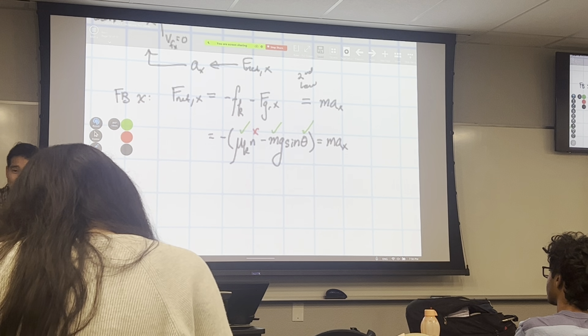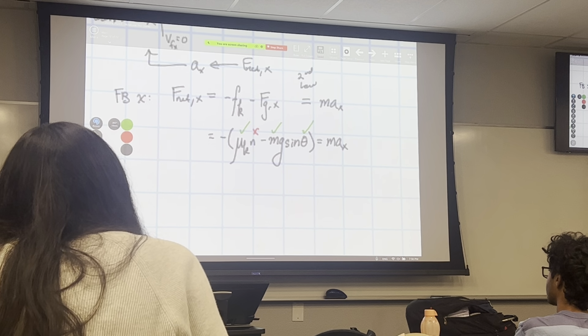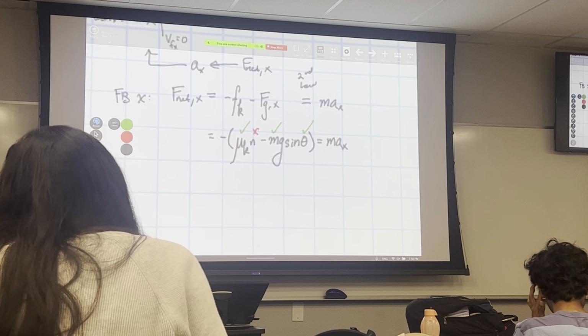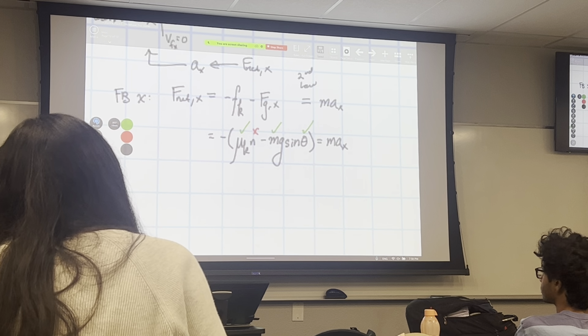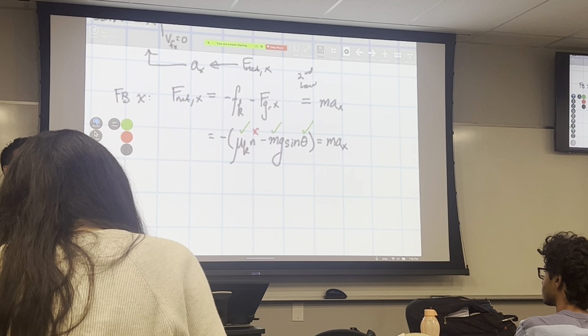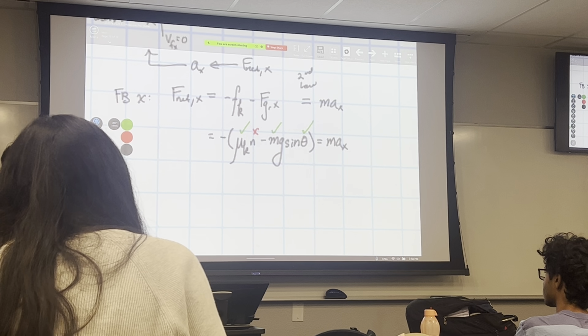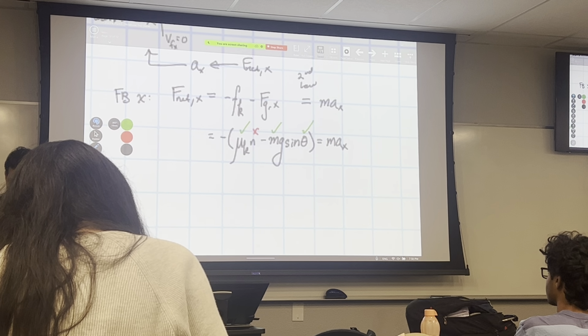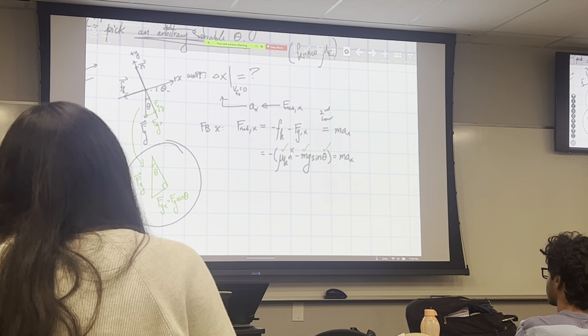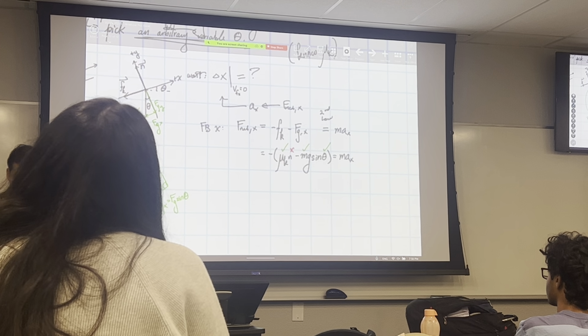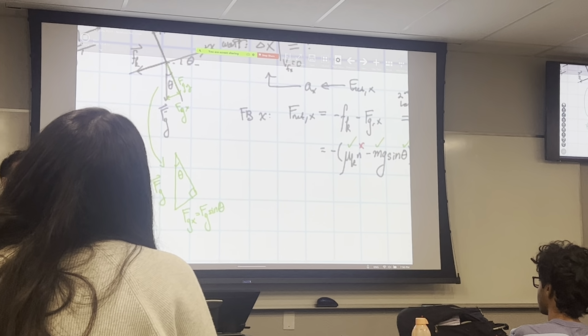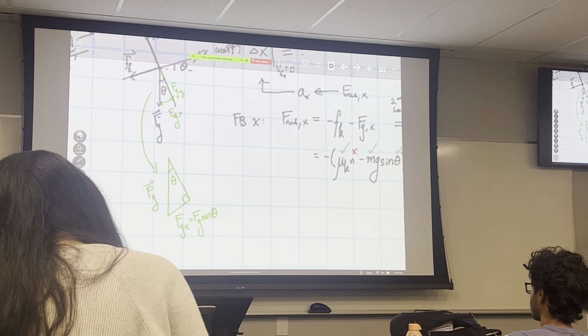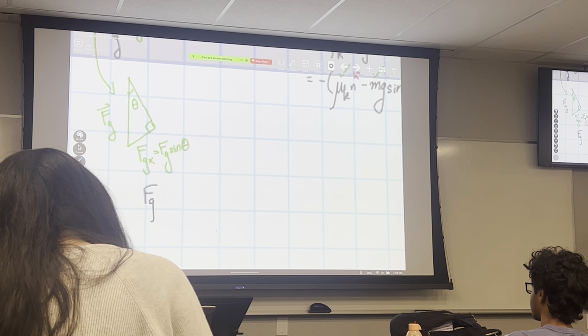And this is another reason why I want to go over this example. The normal force will not be mg, and we're going to see that in just a moment. Yeah, question. Sorry, I kind of got lost. Where did you get mg from? Right here. So that's not Fg sine of theta, negative Fg? Yeah, but Fg is mg.